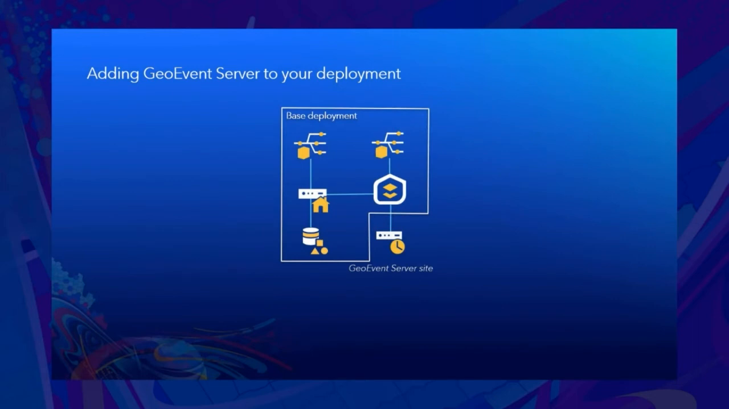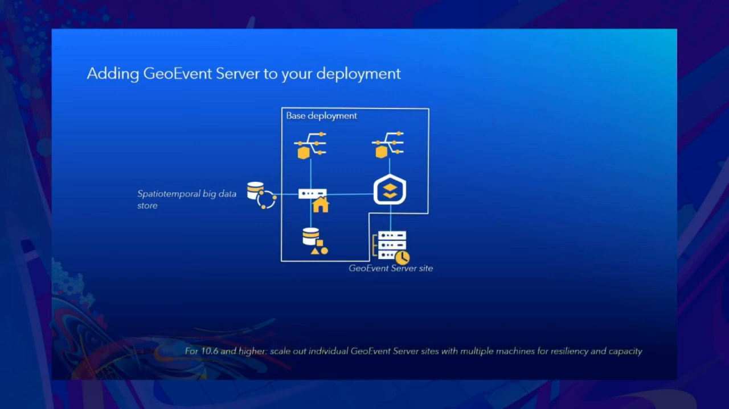Again, back to our diagram here, we can see this pattern repeating itself where we're now taking an additional ArcGIS server role, in this case GeoEvent, federating it to our base deployment. And as needed, we can add a spatial temporal big data store to our GeoEvent servers to help us with that archiving of the large volumes of data. And we can also scale out our individual GeoEvent server sites to multiple machines for that resiliency and capacity as needed.